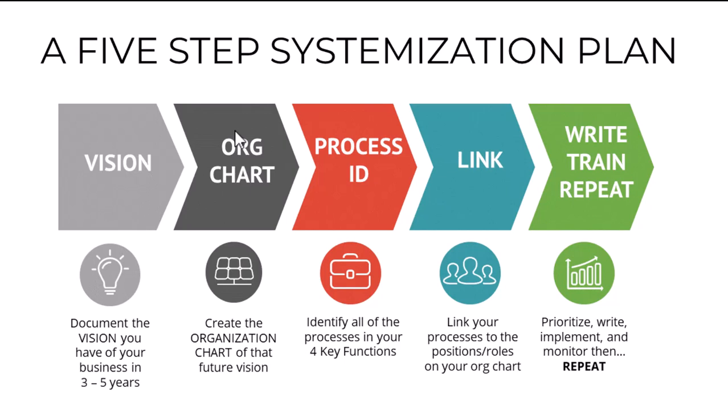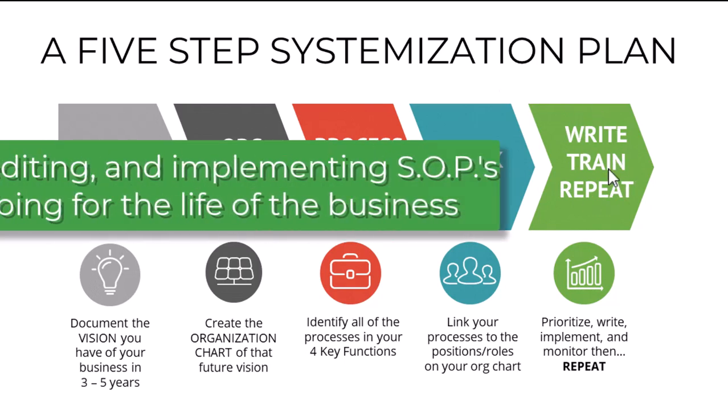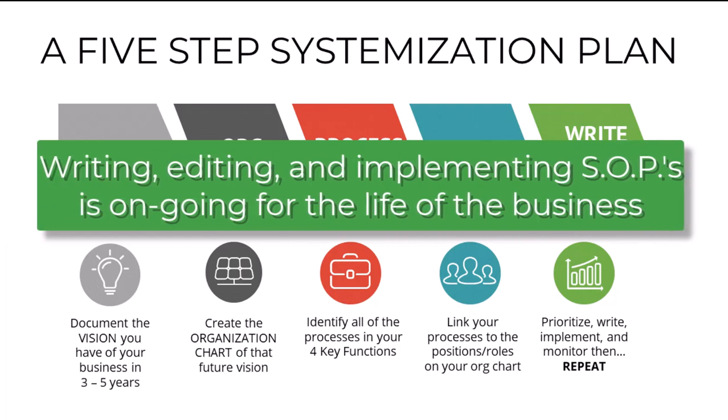Everything that has to happen in the business has now been defined, assigned to a role or a box, and an employee is accountable for completing that. And from that point forward, you're literally writing processes, deciding which are the most important processes to write, you're implementing them, you're monitoring their success, and then you're repeating that.